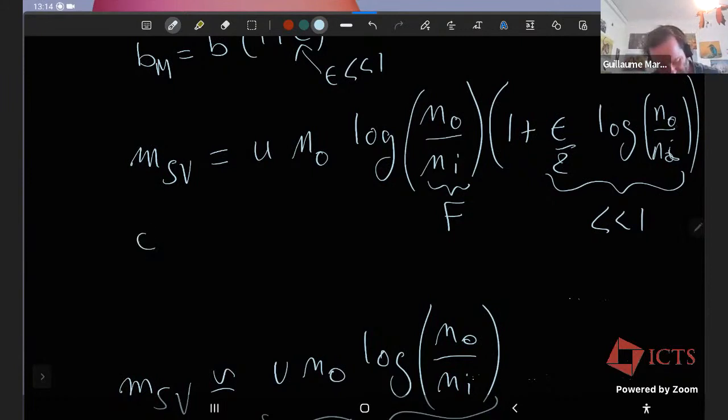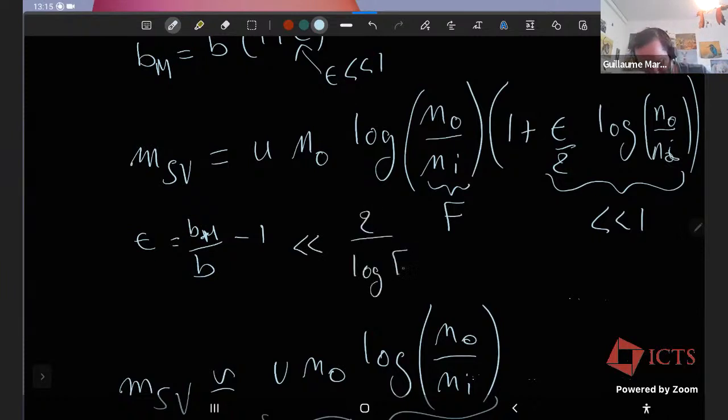So you need basically that epsilon, the relative fitness difference, which is B wild type over B mutant minus 1, be small compared to 2 over log F. And what I was saying is not right, because I was considering it was just F and not log F.